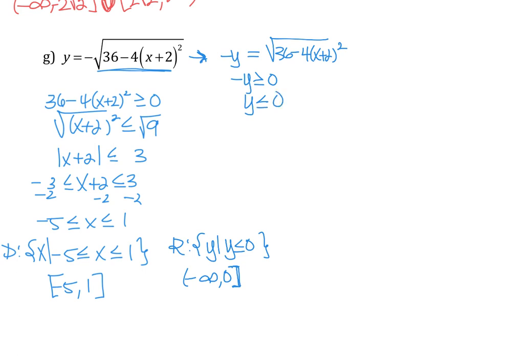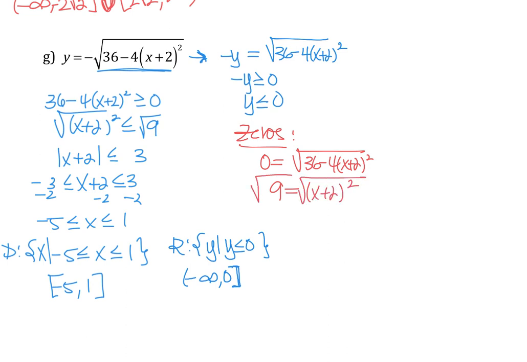And then finally for the zeros, I would set this equal to 0, and square both sides, and then subtract 36 and divide by negative 4. So we get 9 equals x plus 2 squared. Square root both sides. So we get absolute value of x plus 2 equals 3. So x plus 2 equals plus and minus 3. So that gives me x equals 1 and negative 5.